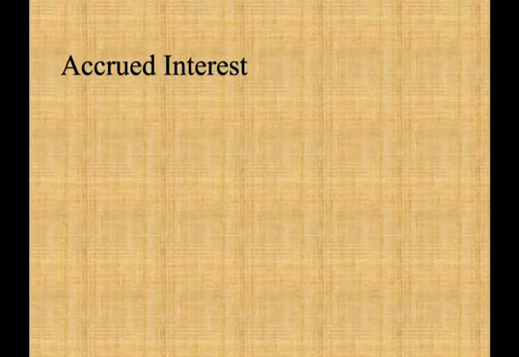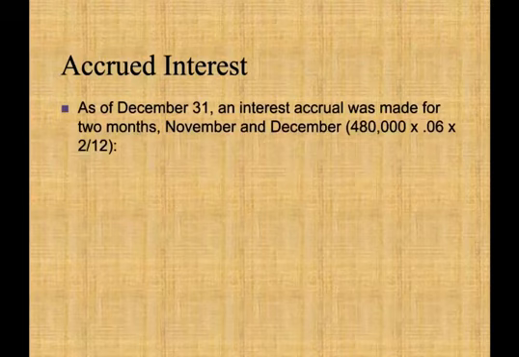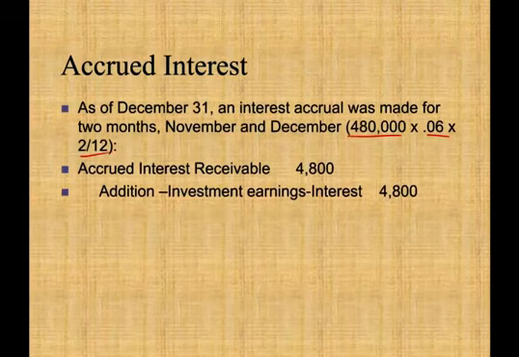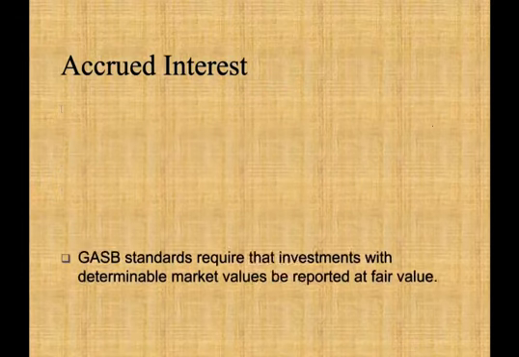Then from November till the end of the year, remember last time we got interest in November. Now from November, we're going to have 2 months of accrued interest. So we're going to accrue 2 months of interest, 480,000 times 6% times 2/12, debit interest receivable, credit investment earnings 4,800. Okay, so we accrued the interest.